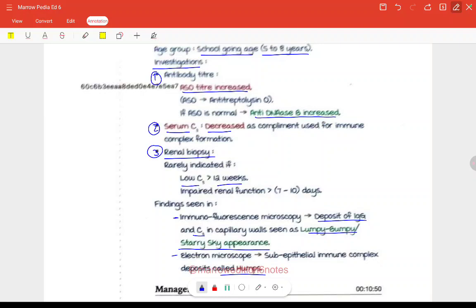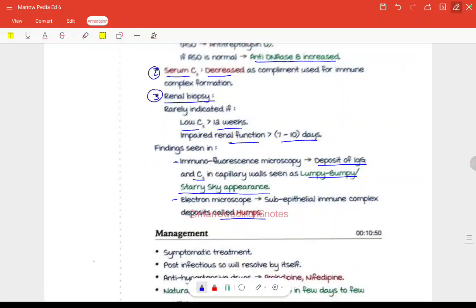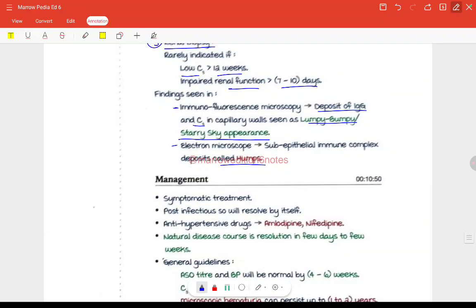Main was ASO titer increase, anti-DNase B increase, serum C3 will be decreased, and renal biopsy if C3 is decreased for more than 12 weeks and impaired renal function for more than 7 to 10 days. And findings seen on the renal biopsy on immunofluorescence microscopy will be lumpy bumpy appearance and starry sky appearance due to the deposition of what? IgG and C3 in the capillary walls, and on electron microscopy immune complex deposition subepithelial called as the humps.